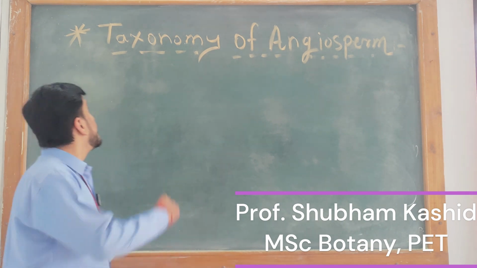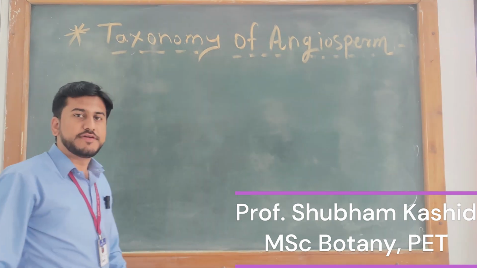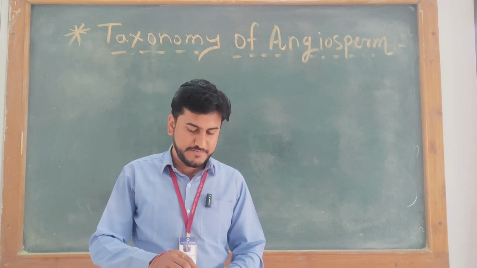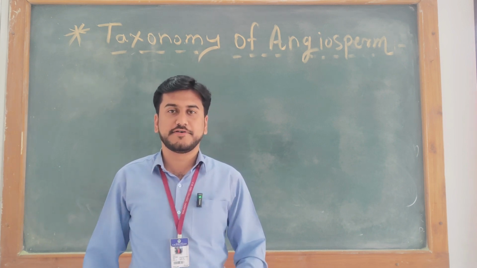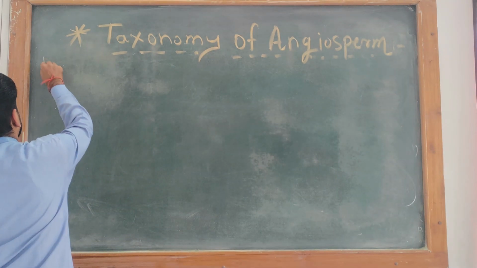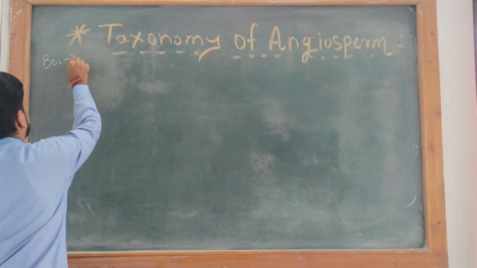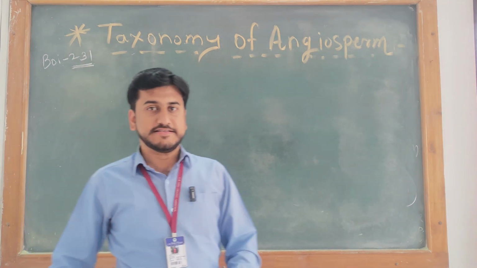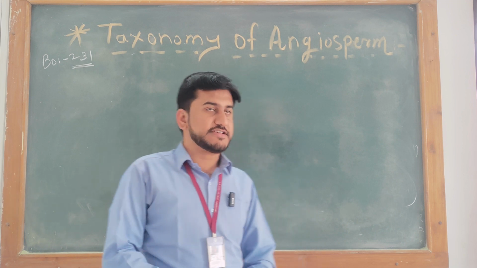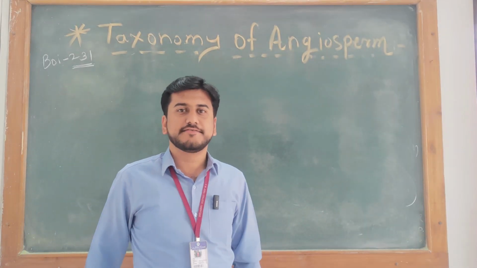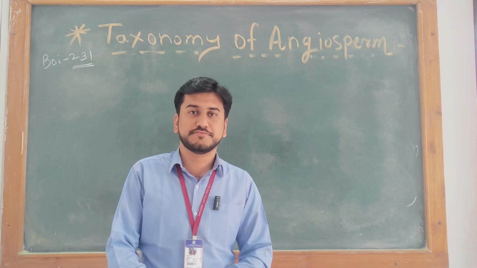to study about the taxonomy of angiosperm. This paper is mentioned in the syllabus of Savitribai Phule Pune University, SYBSc. The code of this paper is BO231, second year, third semester, paper number first, taxonomy of angiosperm. So what is the meaning of taxonomy and what is the meaning of angiosperm?